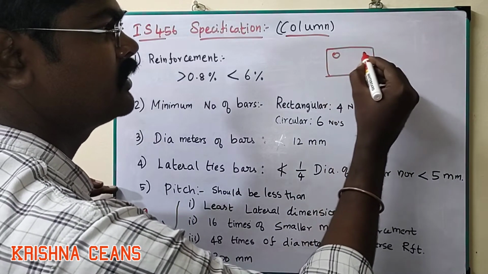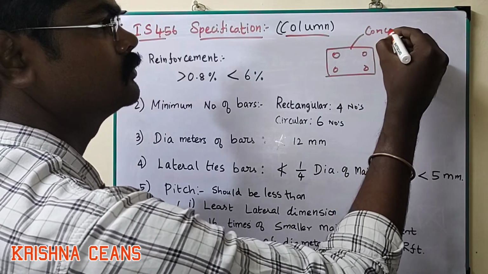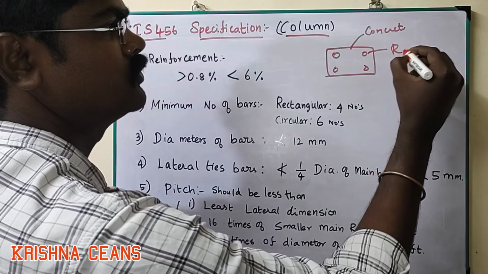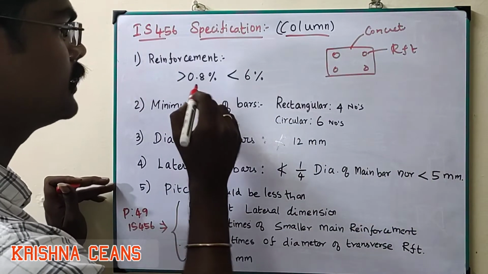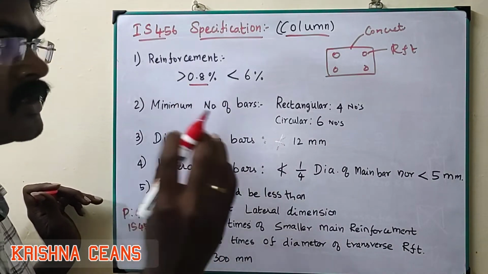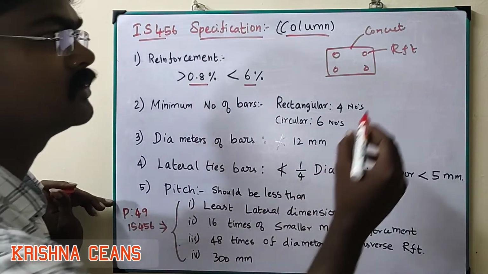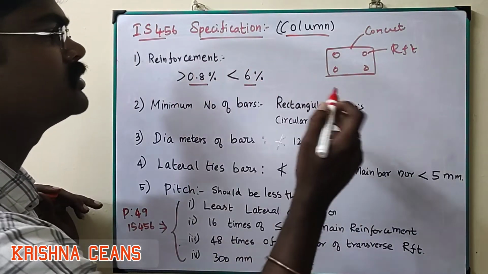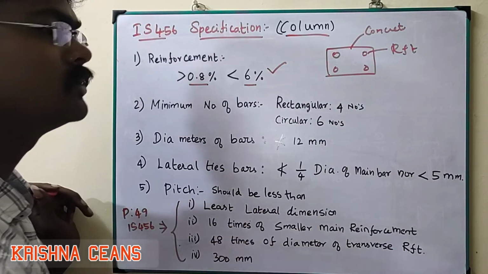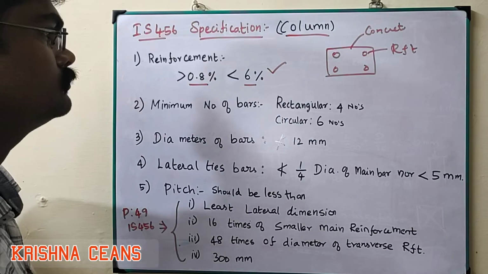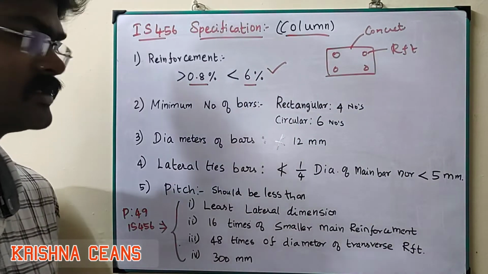When you are providing the reinforcement here, this is your concrete, this is reinforcement. The reinforcement area should be minimum 0.8%, and maximum should not go beyond 6%. It should be in the range of minimum 0.8 to maximum 6%. This is the condition for the column, so of the overall 100%, the reinforcement should meet these conditions.